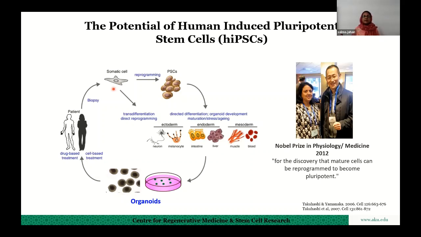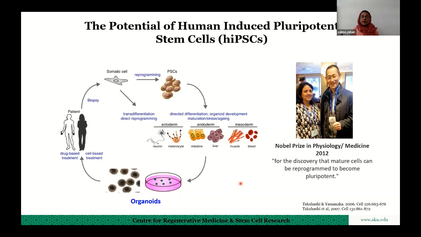And those Yamanaka factors actually convert these fibroblasts into pluripotent stem cells, which we just learned about from the embryonic stem cells in the previous slide. These cells have exactly the same capacity to directly differentiate into multiple lineages, as you see here. So you can get different tissue types from these pluripotent stem cells, and then we can use them to make organoids in a dish. These organoids can be used for drug screening, drug-based treatment, or cell-based treatment.